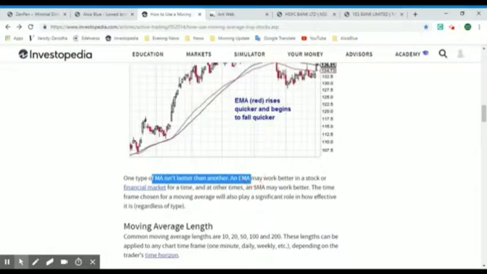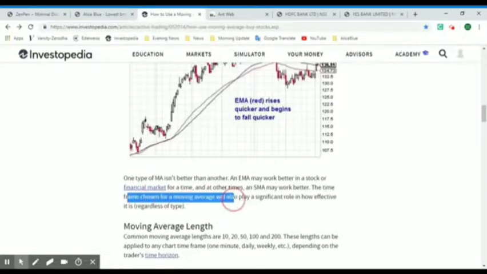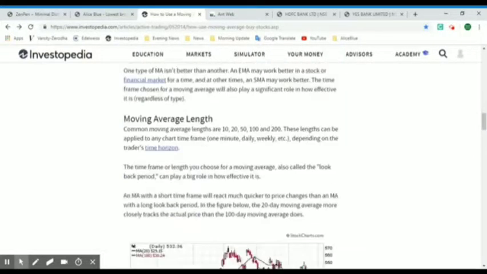So now both of them are pretty much equal, so one type of moving average isn't better than the other. An exponential moving average may work better in a stock or a financial market at a specific time, and at other times, a simple moving average may work better. So it depends on the time frame chosen for the moving average. This will play a significant role.